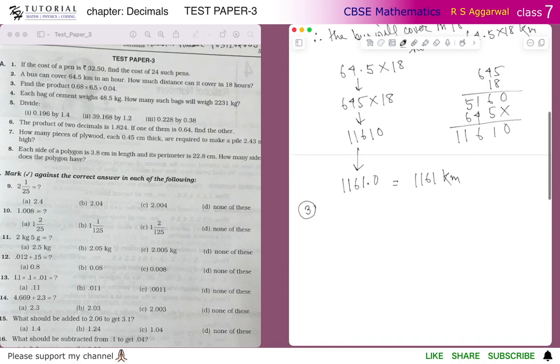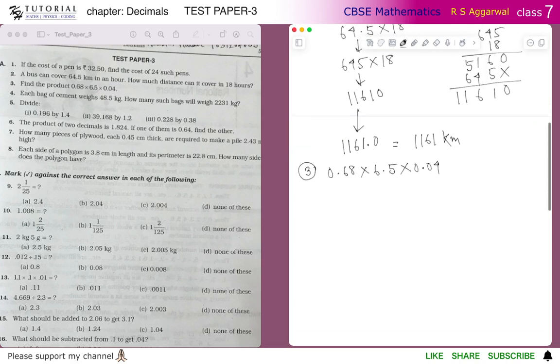Find the product of 0.68 multiplied by 6.50 multiplied by 0.04. Now it's a multiplication of 3 decimals, and we know that when we do a product of multiple decimals, first we multiply all the decimals as whole numbers by omitting the decimal points, and we will get a product. And in the product we will put the decimal point in such a way that its decimal places become equal to the sum of the decimal places of the decimal numbers in the product.